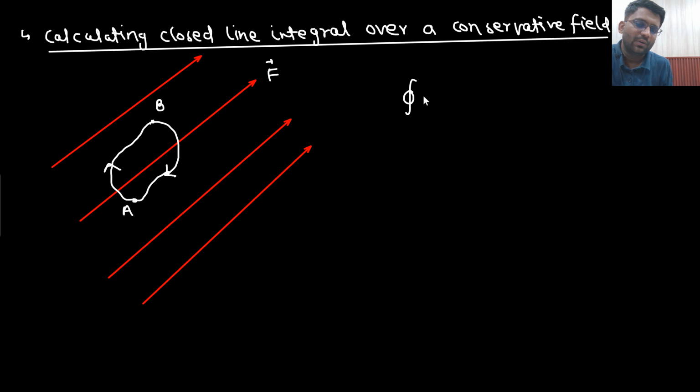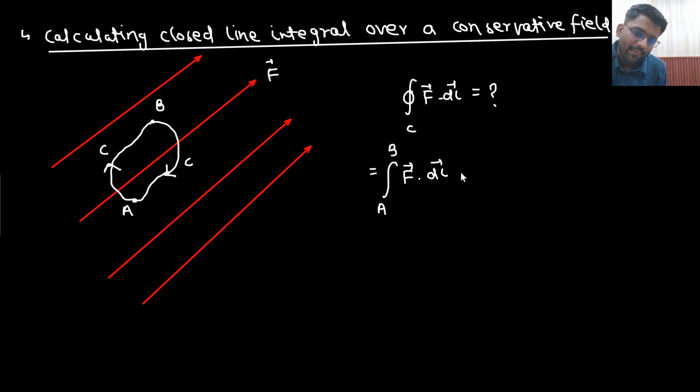What I am calculating is the closed line integral of F dot dl over this curve C, which goes A to B and again B to A. So this is what I am supposed to calculate. What will this be equivalent to? First you go from A to B, F dot dl. Then you go from B to A, F dot dl.